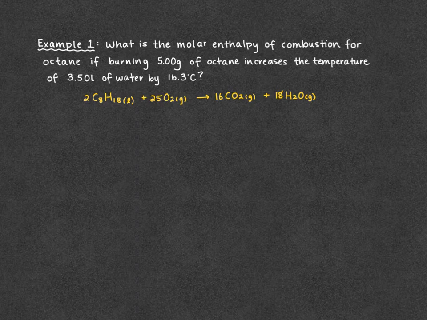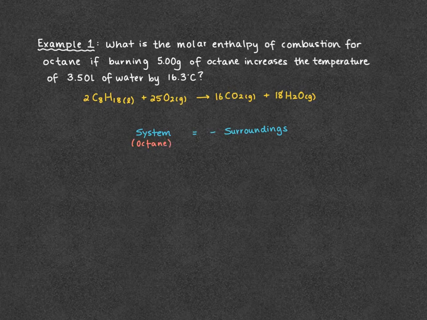And so it's important at this point to assign what is our system in the reaction. So our system is going to be the actual chemical reaction, and what is our surroundings? That's going to be the thing that changes temperature by either absorbing or releasing energy. And the two are equal and opposite. So our system in this case is going to be the octane itself, so that chemical reaction, we have information about octane. Our surroundings are going to be the water.